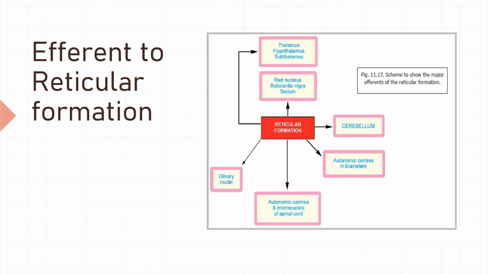The reticular formation, along with receiving information, also sends signals to various parts of the CNS. There are ascending projections and descending projections. Ascending projections are sent upwards from the brainstem towards the diencephalon and to the cortex. That includes the thalamus, hypothalamus, subthalamus, red nucleus, and various others. And the descending projections are sent to the spinal cord.